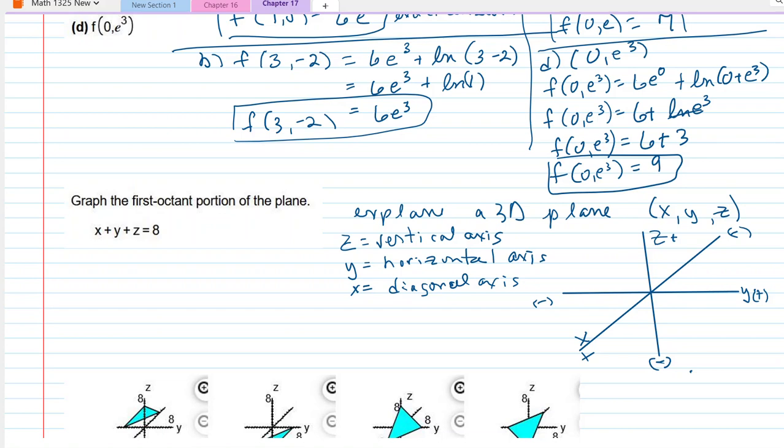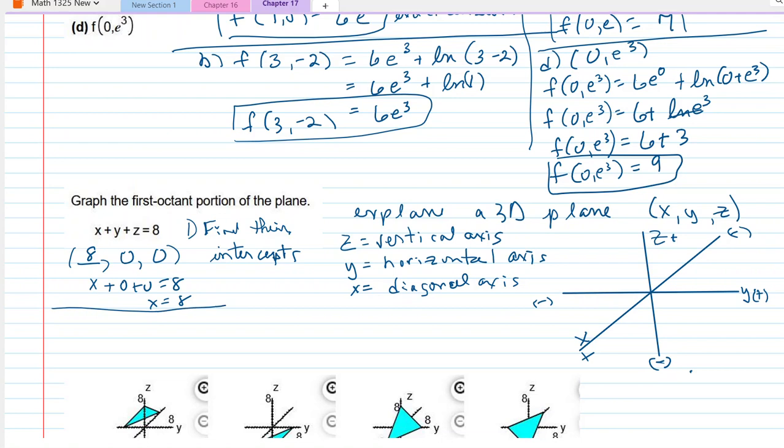All right, here we go. So we've got this function, x plus y plus z equals 8. Very simple. So we first find their intercepts. So that means that if I'm looking for x, I'm going to have some number for x, 0 for y, and 0 for z. So I'm going to have x plus 0 equals 8. Therefore, x is 8. So I've got that intercept.